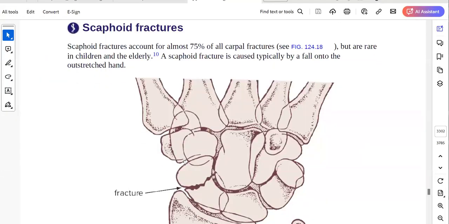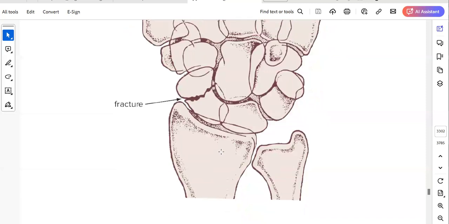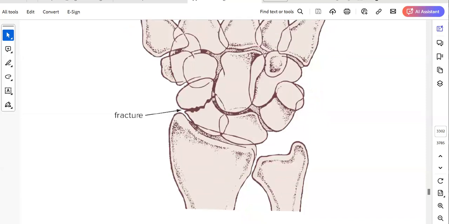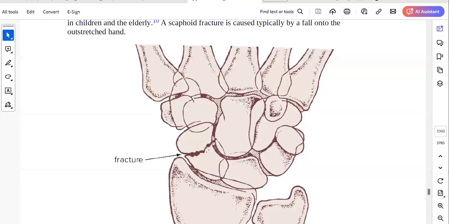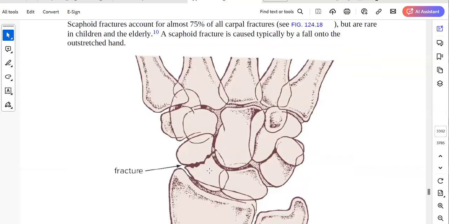Scaphoid fracture, another very important fracture that comes in exam. Among all the carpal bone fractures, you can see that this is the radius and this is the ulna, and then these are the carpal bones, which form the wrist joint. There are lots of carpal bones, but the scaphoid is the most important one.